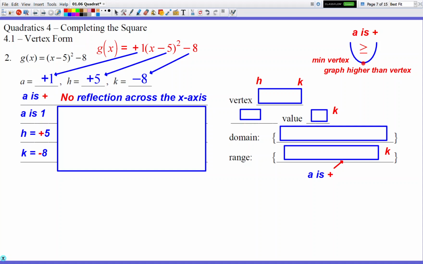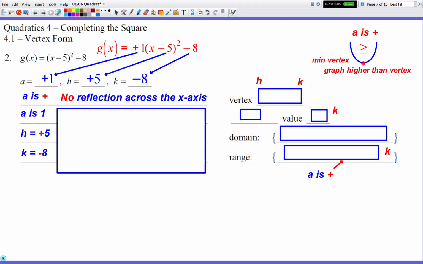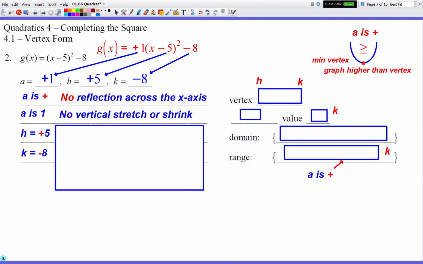All right. The a value is 1. So you guys remember what I did the previous problem, right? If I were to multiply by 1, does my answer get bigger? Does my answer get smaller? Or does my answer stay the same size when I multiply by 1? And multiplying by 1 means my answer stays the same size. So that's why I'm going to say no vertical stretch or shrink.